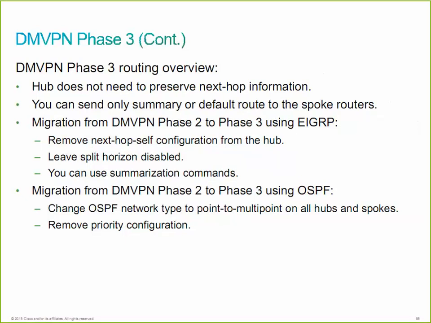If I want to migrate from DMVPN Phase 2 to Phase 3 and I want to use OSPF, the network type needs to be changed to point-to-multipoint on all of the hubs and the spokes. We don't have to worry about priority configuration because in point-to-anything, right, you have point-to-point, you have point-to-multipoint, you have point-to-multipoint non-broadcast, those are the three network types that have point in them. There is no DR-BDR election in those network types. There's a DR-BDR election in broadcast, but there's no DR-BDR election in any point-to-multipoint or point-to-point configuration.